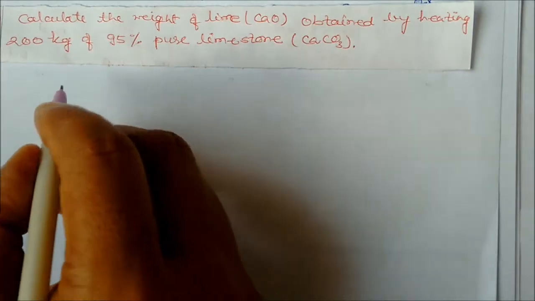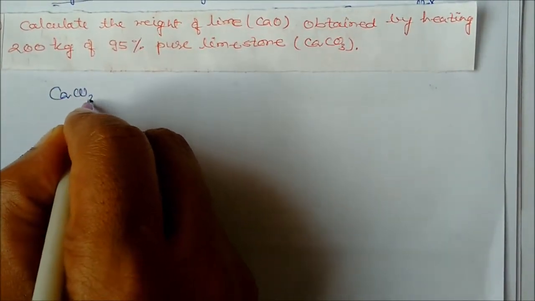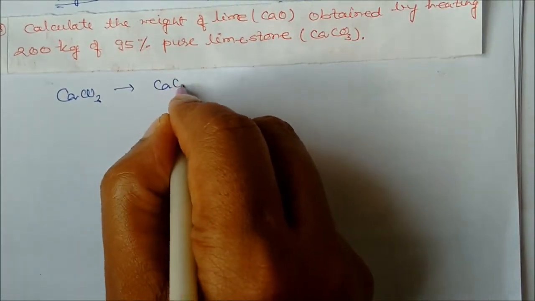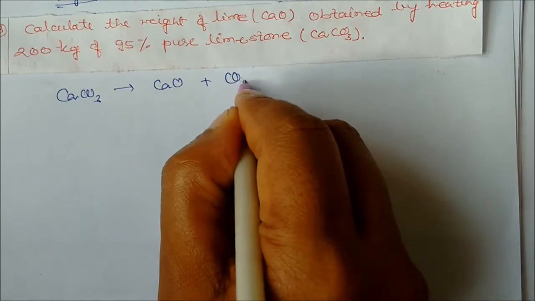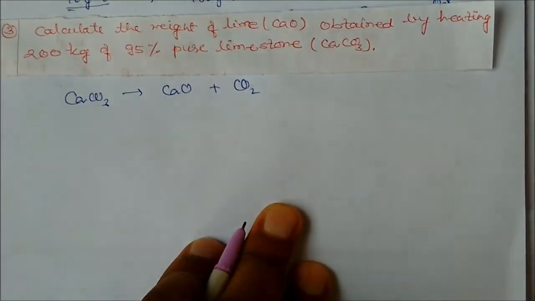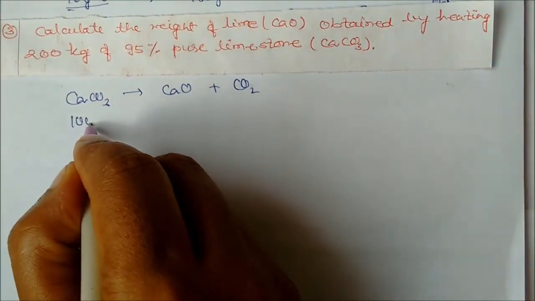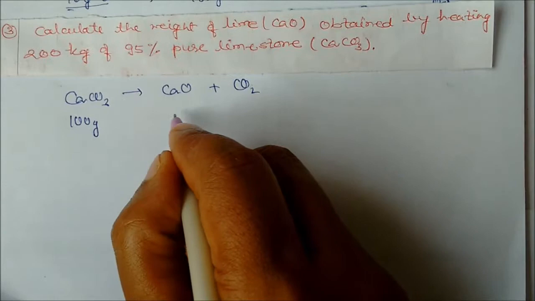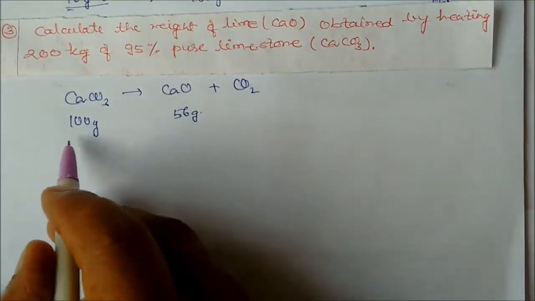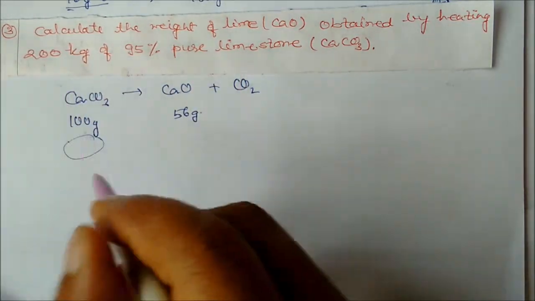To get this one, we have to write the reaction. So you know the reaction. If you heat calcium carbonate, we will get calcium oxide plus carbon dioxide. So this is the equation. In this equation, we can see this is your 100 gram, and here we are getting how much? 56 gram. So instead of 56 grams, we have to take how much calcium carbonate is given in the sample.